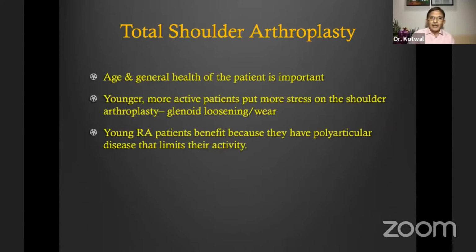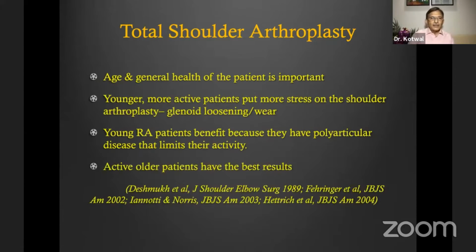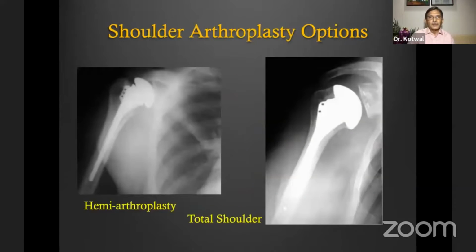Whereas young rheumatoid arthritis patients benefit better because they have polyarticular disease. The tissues are not very strong, not very normal, and that actually limits their activity. So the joint replacement lasts longer in rheumatoid arthritis. The active older patients have the best results after total shoulder arthroplasty.